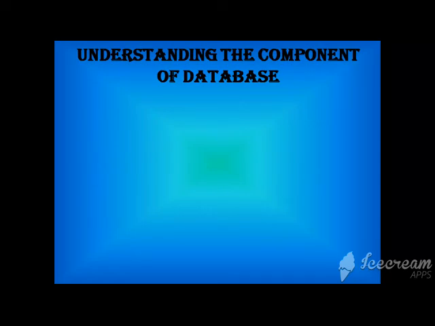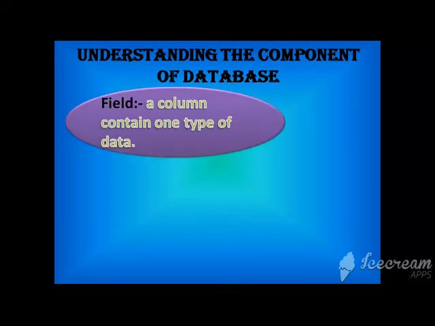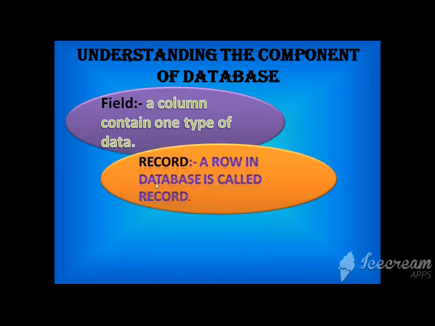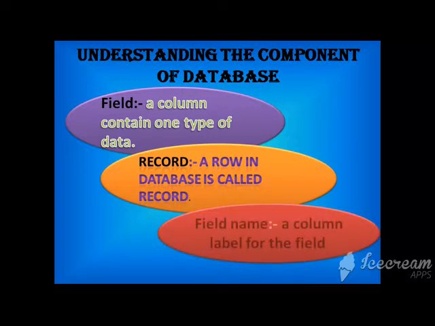Let's understand some components of database. Database has 3 components. First is field. A column contains one type of data. A column is called field in case of database. Next one is record. A row in the database is called record. R for row, R for record. This way you can remember. Then field name: the label of the column. From the word it is clear, it is the name of the field.